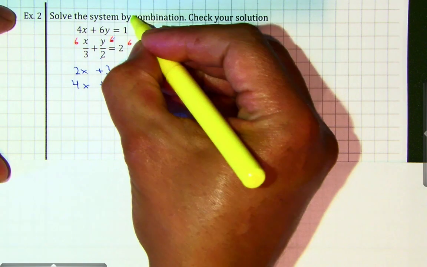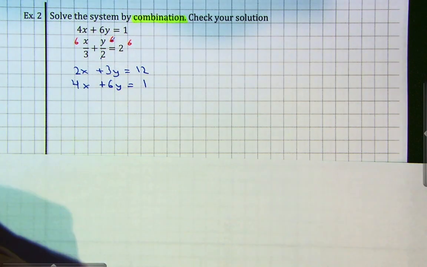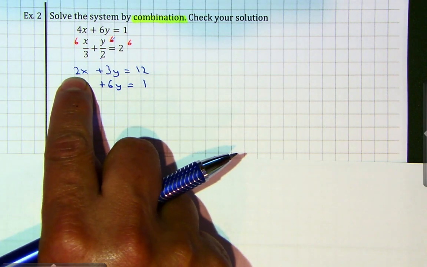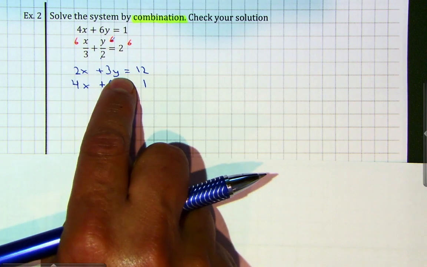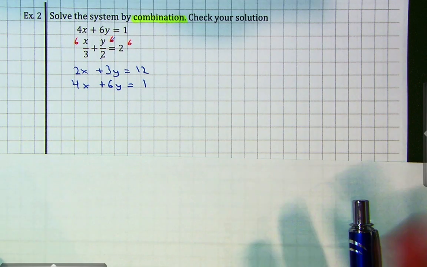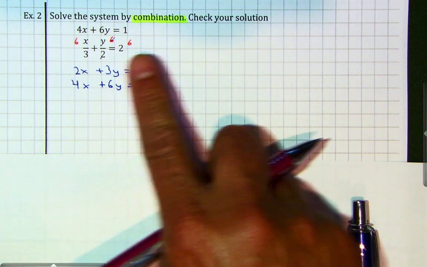Now, if you want to solve it by substitution, you still get the same answer. But then it might get a little messy just because once you solve for x or for y, you're going to end up with fractions. So I know that most of the time we prefer to do it by combination, correct? So therefore you need to decide, do you want to cancel your x's or your y's? So let's go and cancel the x's.